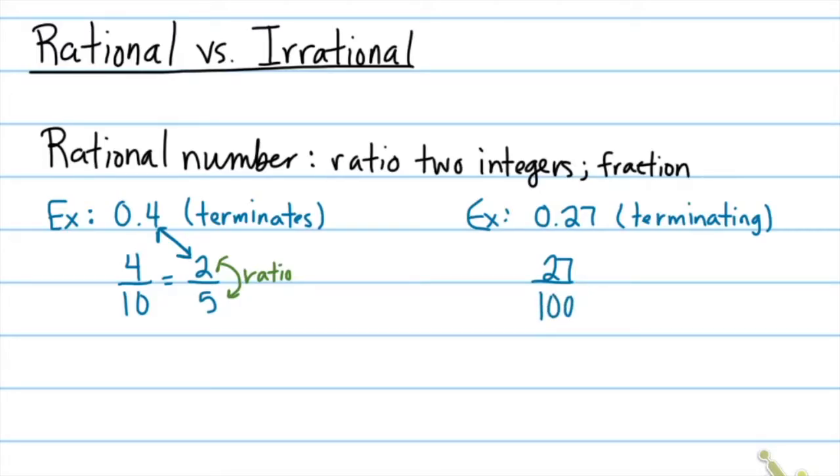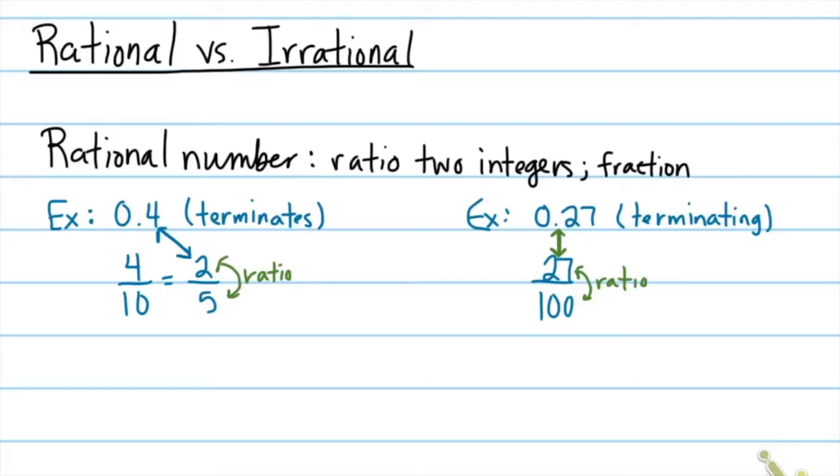Check to see if this simplifies. It does not. 27 is prime, so that's your answer. Again, you have a ratio. This is a ratio of two integers, and 27 over 100 is the same thing as 0.27 or 27 hundredths. So that's why a decimal value that terminates is considered a rational number. It can be written as a fraction.